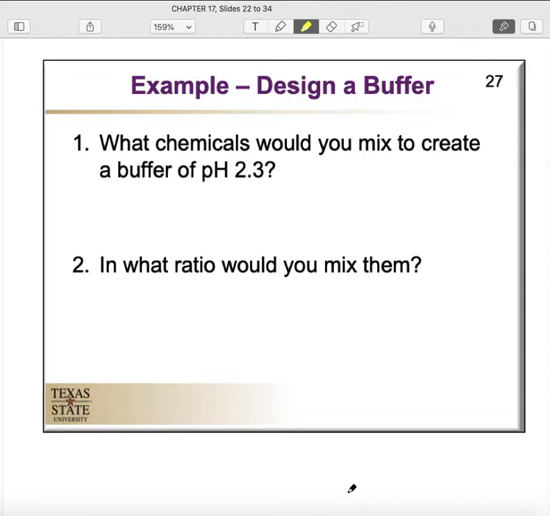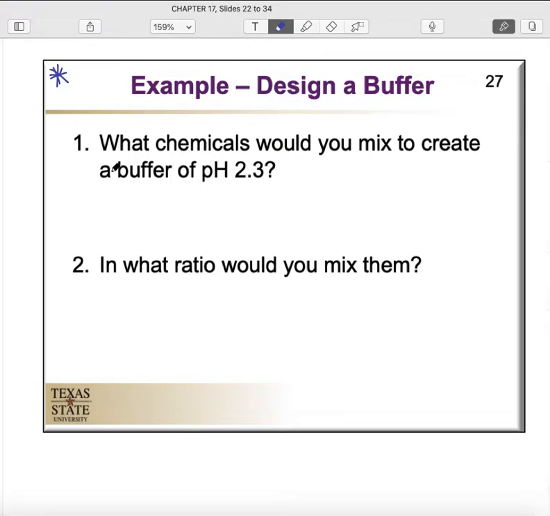All right, this slide I think is actually pretty important because we're going to be talking about how to select the components of a buffer in order to give you the pH that you require. This is a really good skill to have whether you're going into chemistry, biochemistry, biology, or even healthcare, pre-medicine, pre-nursing, because you will be utilizing buffers for various reasons. So what chemicals would you mix to create a buffer of pH 2.3, and in what ratio would you mix them?